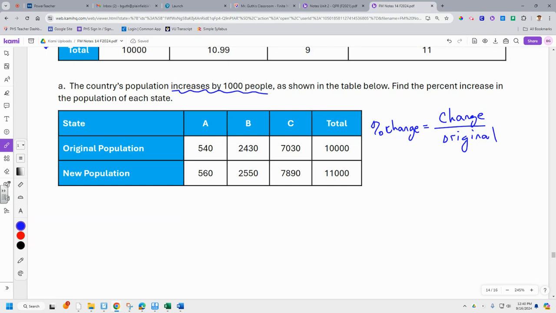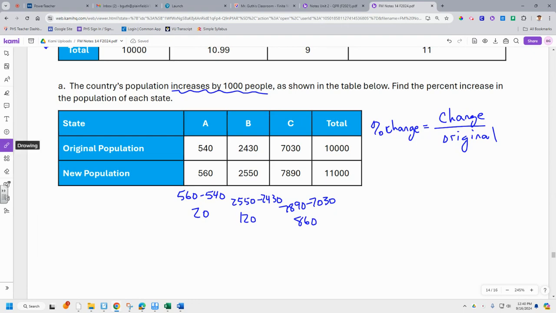So what I'm talking about there is for A, it changes by 20. And you didn't really need to show the work there, but the next one's a little bit harder. 2550 minus 2430. Do that subtraction problem, and that gives me 120. And then that third one, the change, it goes from 7,030 to 7,890. But that change is a change of 860. That's the change. So divide that by the original.